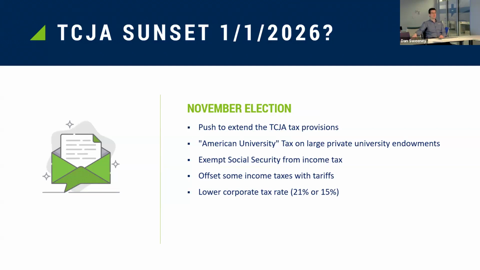The other proposals I've heard that are out there is this idea of a quote unquote American university tax, where large universities are going to be subject to an excise tax on their endowments. There's already an excise tax on large university endowments right now, but that would increase the excise tax even further. Other things that have been mentioned, which could have an impact on nonprofits: exempting Social Security taxes from income tax, potentially offsetting some of the income taxes with tariffs, which would mean lower income taxes overall, and then a change to the corporate tax rate. Could stay at the 21%, or there's also talk about dropping it to 15% if you have domestic production activities in the United States.